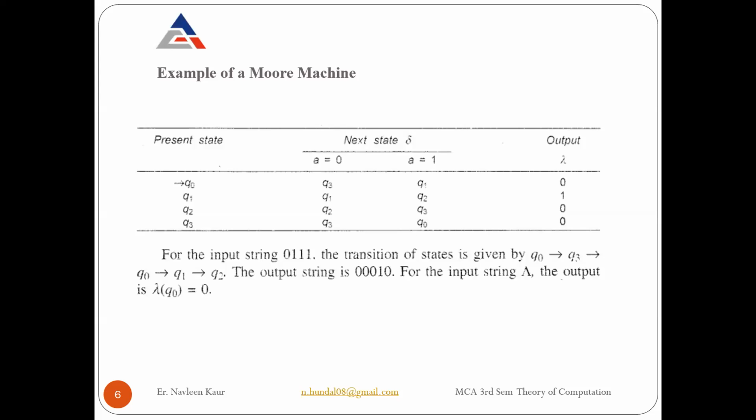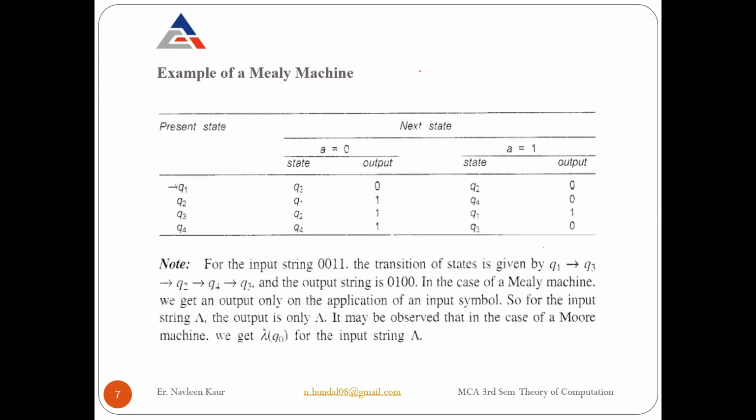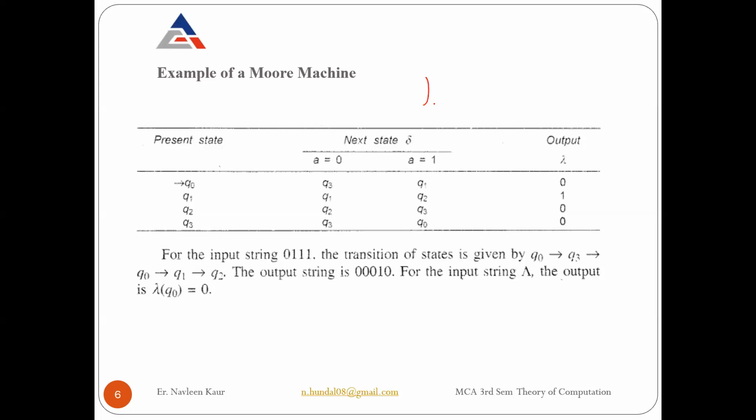So suppose I have been provided with the transition table. This is my transition table, right? In the transition table, I have the present state, the next state, which is represented by this sigma, and then there is this output, which is represented by this lambda.